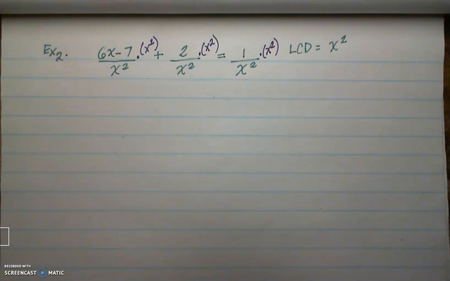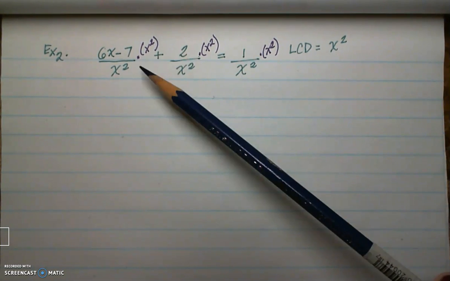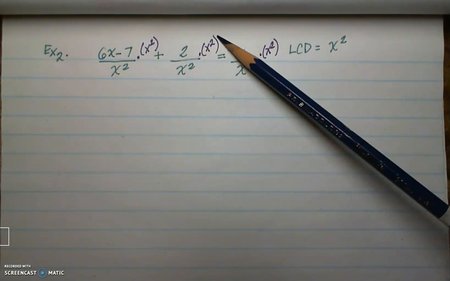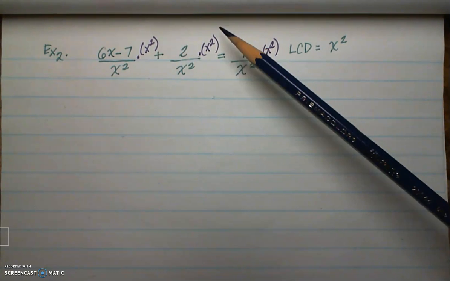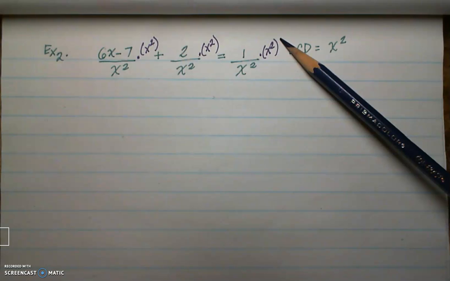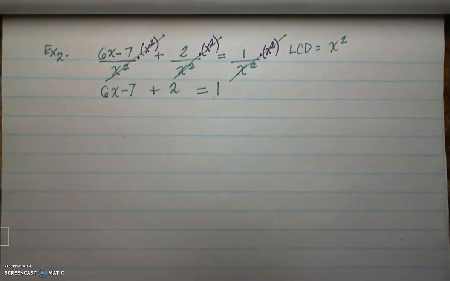All right, so let's go ahead and simplify this. This will now cross out and will just be 6x minus 7. This will now be equal to 1 over x squared, which crosses out, so it will just be plus 2. And this will also cancel out and will just be equal to 1. All right, so let us now solve for x by isolating the x.